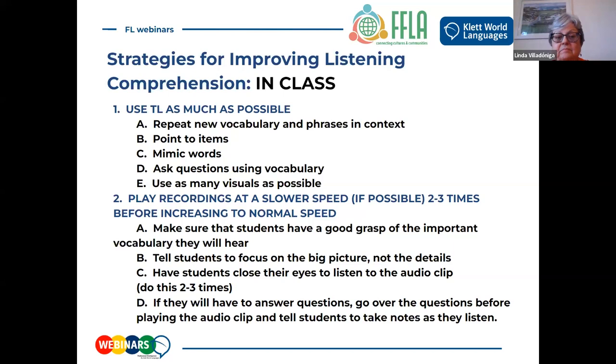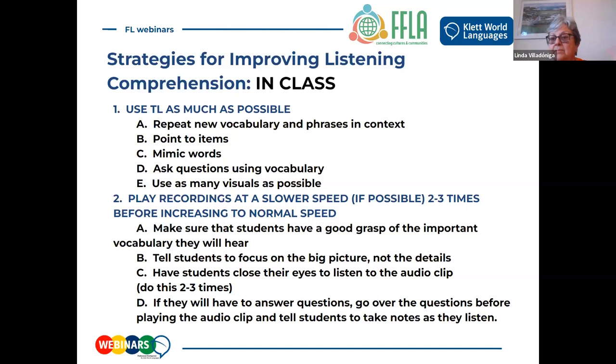Ask questions using the vocabulary. ¿De qué color es el árbol? Use as many visuals as possible, again making that connection between the verbal and the visual. That makes learning a lot easier. There are a lot of visual learners in the world today, more so probably than when I was in school, because of everything that bombards them every day.